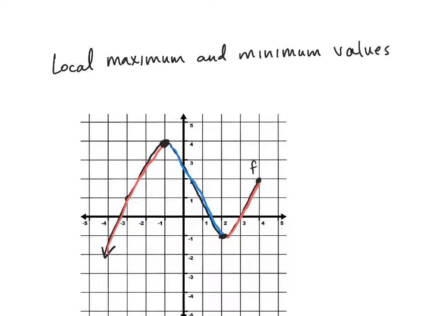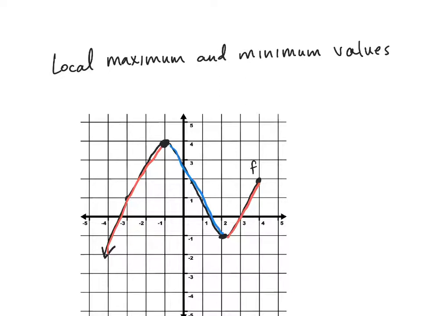This point up here is the highest point on the entire function. So that's what's known as an absolute maximum value. It does have an absolute maximum value. This one does not have an absolute minimum value. But we're not talking about absolutes. We're talking about local minimums and local maximums.